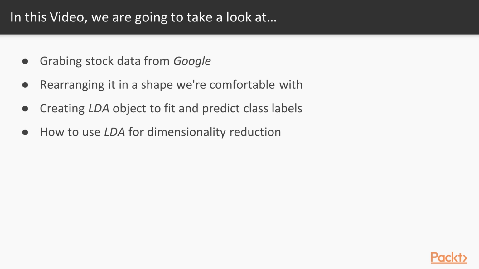In this video, we will take a look at how to grab stock data from Google, then rearrange it in a shape we're comfortable with. After that, create an LDA object to fit and predict the class labels. And finally, give an example of how to use LDA for dimensionality reduction.